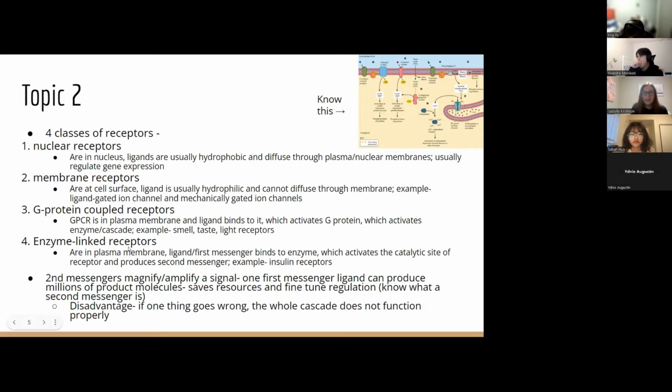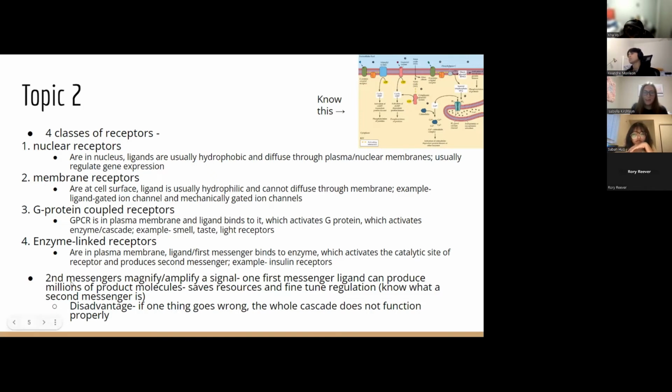And then there's enzyme linked receptors, which are also in the plasma membrane. The ligand or first messenger binds to the enzyme, which activates the catalytic site of the receptor and produces a second messenger. And an example of this is insulin receptors.